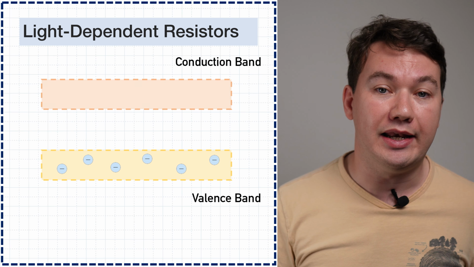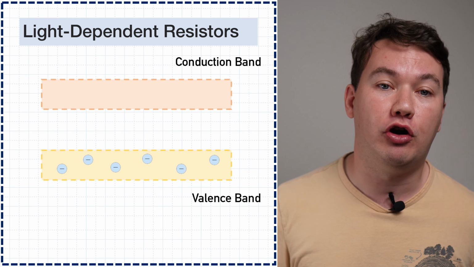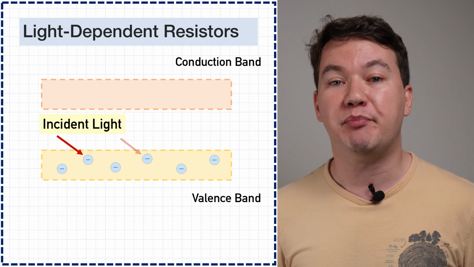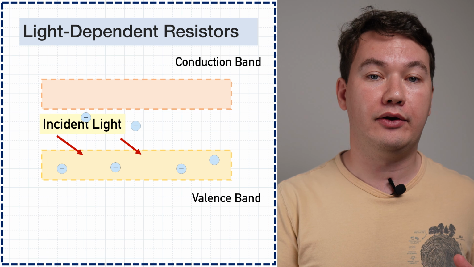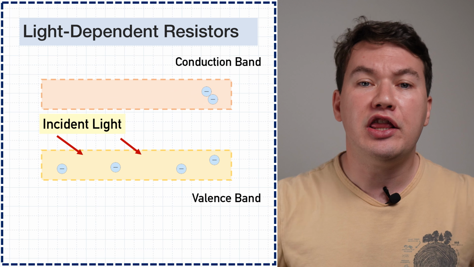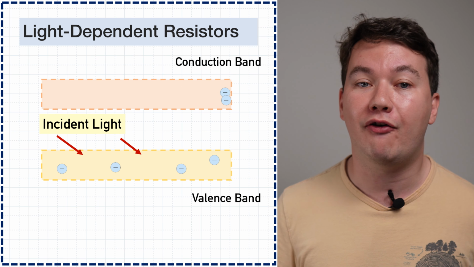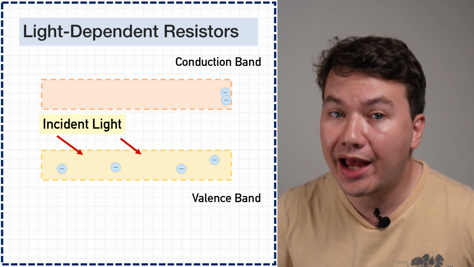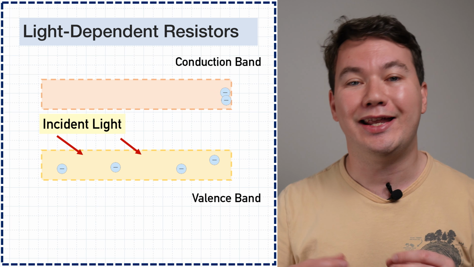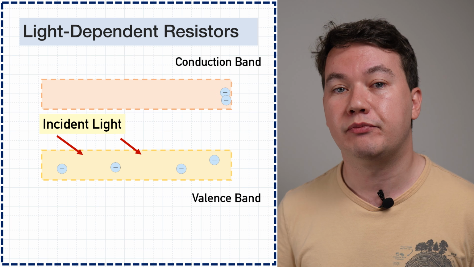As light comes in, it's absorbed by the electrons, which move from the valence band to the conduction band. This means there are now more free electrons which are able to contribute to the current. This causes an increase in the current and a decrease in the resistance. However, I'm going to leave it there for today.